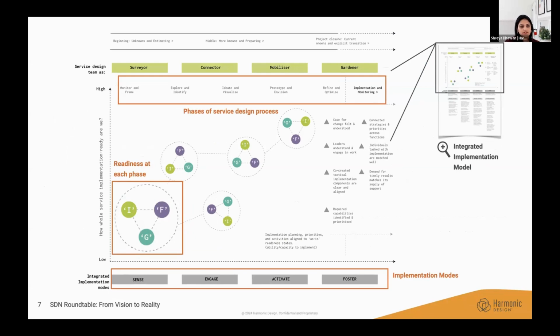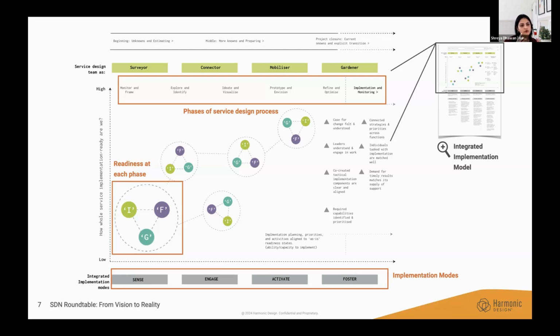At the top, you can see are the phases of the service design process. The names may differ depending on where you're working or how you perceive it, but that's how we call the service design phases at Harmonic. At the bottom, there is a circle that has I, F, and G, which are the individuals, groups, and functions that I mentioned before. So what it shows is that at each of these phases, this combination of these three exist, right?